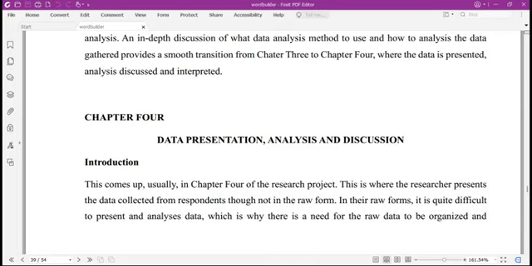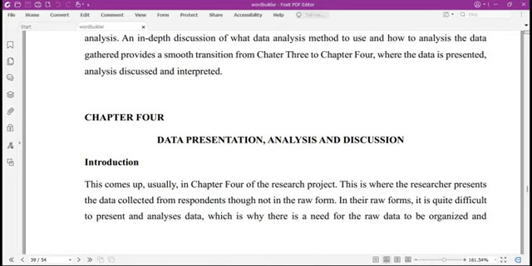Okay, we are all done with chapters 1 to 3. Today we are going into chapter 4, data presentation, analysis and discussion. By now we've gotten all our samples, we've done all our work with all our methods and everything. We now have all our data ready. So we are going into the presentation and analysis of the data for discussion.